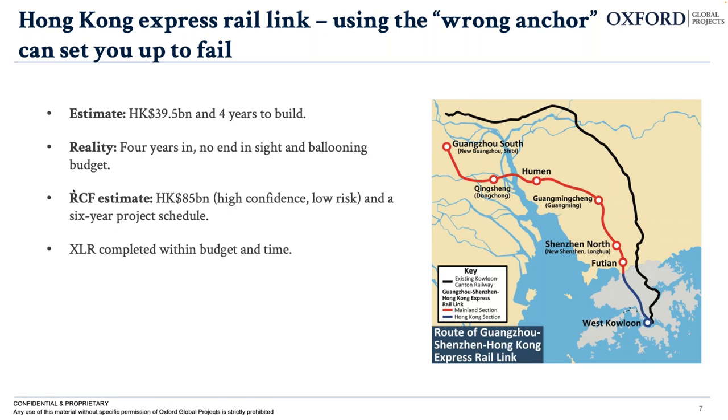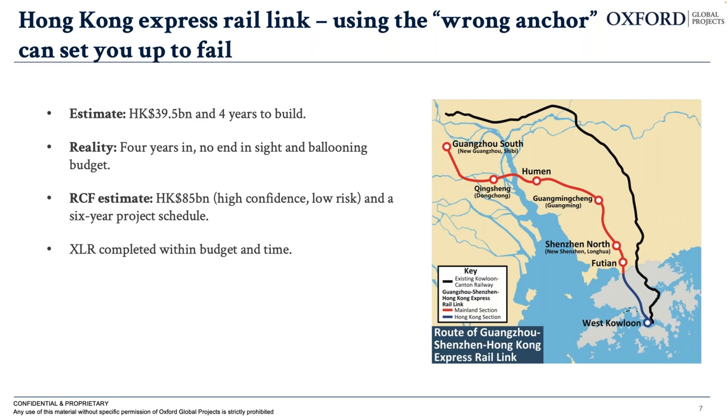We ended up with an estimate based on the performance of similar projects, with an estimated cost of 85 billion Hong Kong dollars. Mind you, this was a very high confidence, low risk appetite estimate, because this was basically the developer's last chance to go to government and ask for more money again. And we estimated that it would be a 6-year project schedule. And the XLR then completed within budget and on time.